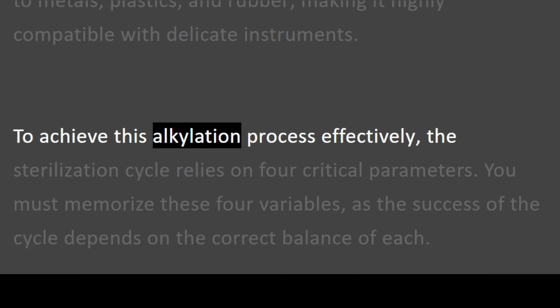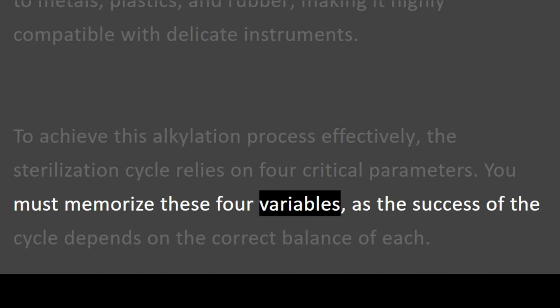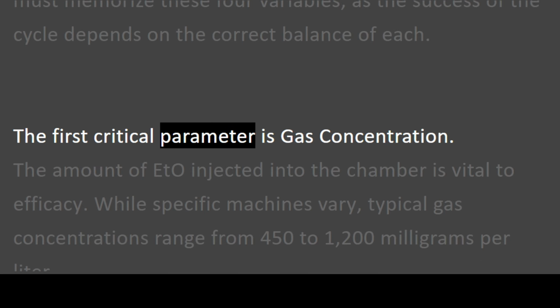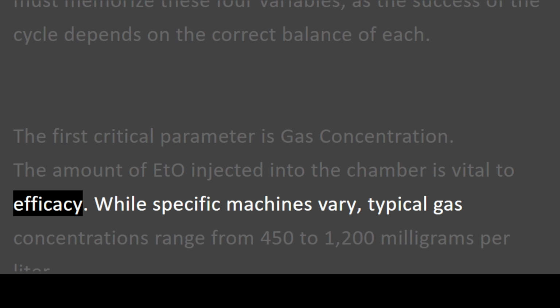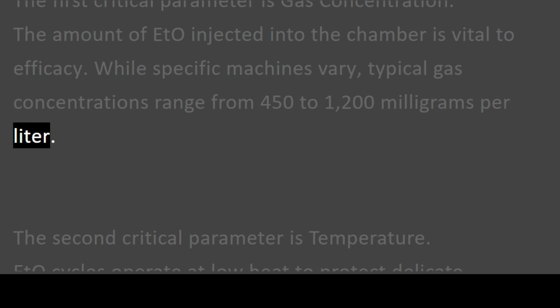To achieve this alkylation process effectively, the sterilization cycle relies on 4 critical parameters. You must memorize these 4 variables, as the success of the cycle depends on the correct balance of each. The first critical parameter is gas concentration. The amount of ETO injected into the chamber is vital to efficacy. While specific machines vary, typical gas concentrations range from 450 to 1,200 milligrams per liter.